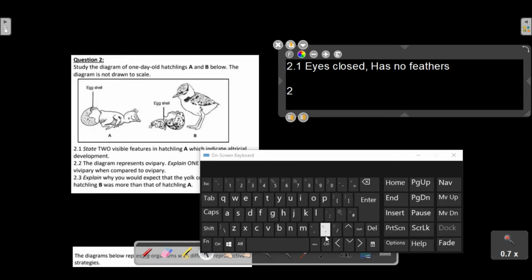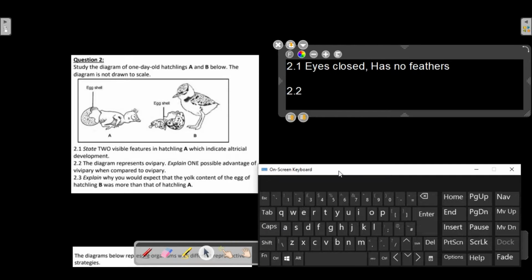Second question is 2.2, and it says the diagram represents oviparity. Yes, indeed, guys, it does, because we don't see these eggs having grown inside the female's body, which would have been ovoviviparity. So this implies that these eggs actually grew outside the female's body. So explain one possible advantage of viviparity when compared to oviparity.